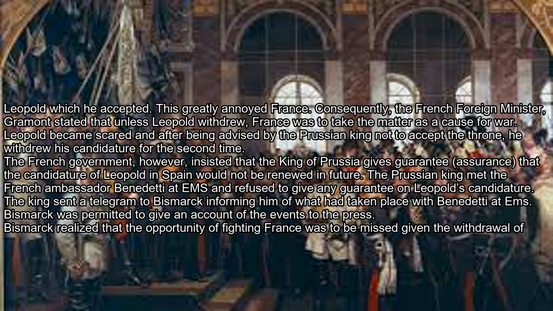Leopold became scared, and after being advised by the Prussian king not to accept the throne, he withdrew his candidature for the second time. The French government, however, insisted that the King of Prussia give a guarantee assurance that the candidature of Leopold in Spain would not be renewed in future. The Prussian king met the French ambassador Benedetti at Ems and refused to give any guarantee on Leopold's candidature. The king sent a telegram to Bismarck informing him of what had taken place with Benedetti at Ems. Bismarck was permitted to give an account of the events to the press.